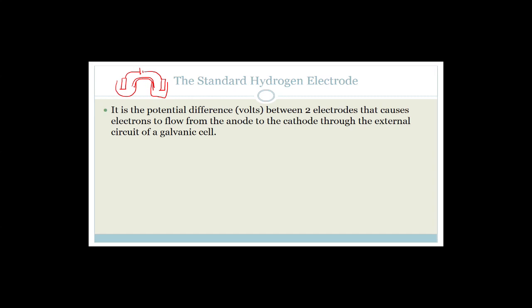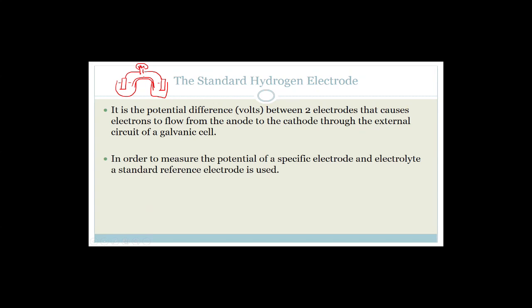And it's galvanic, so that is not a battery at all. It is a light bulb. So that there is a galvanic cell. What causes these electrons to flow is that there is a potential difference, a difference in the volts in these two electrodes. So in order to measure the potential of a specific electrode and electrolyte, the standard reference electrode is used.